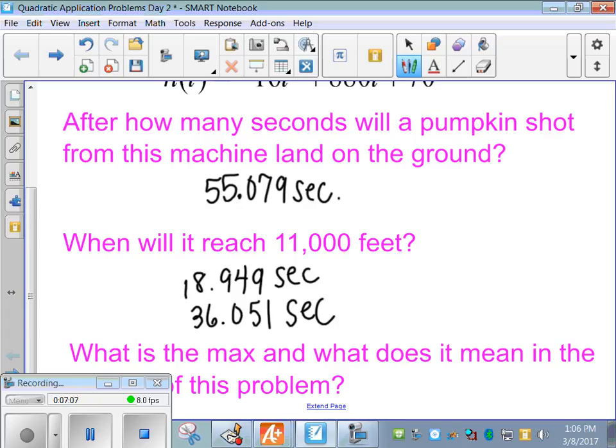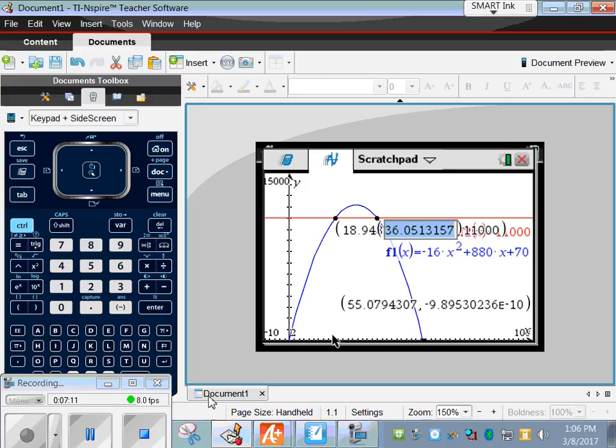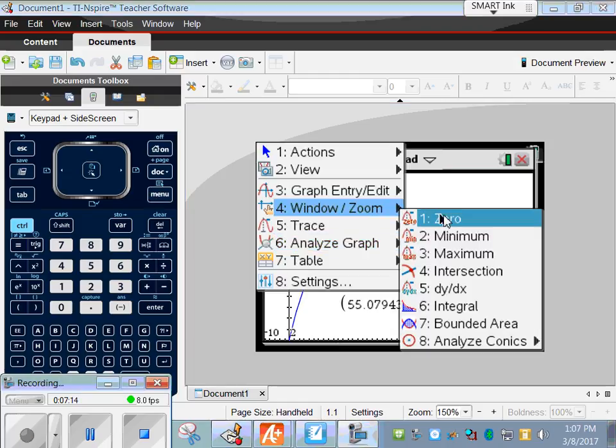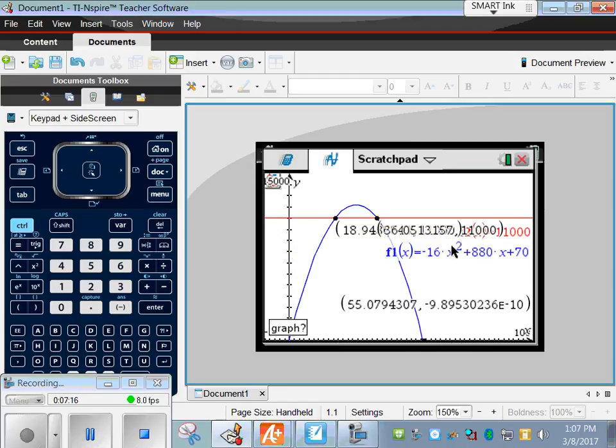Did you get it on that calculator? So which one of these are we looking for now? Maximum. Okay, and you have to say now which graph. It's confused. See how it says graph, question mark? I want to do the parabola. So click on the parabola. And then you go left of where the max would be, right of where the max would be. Anyone need help finding the maximum?